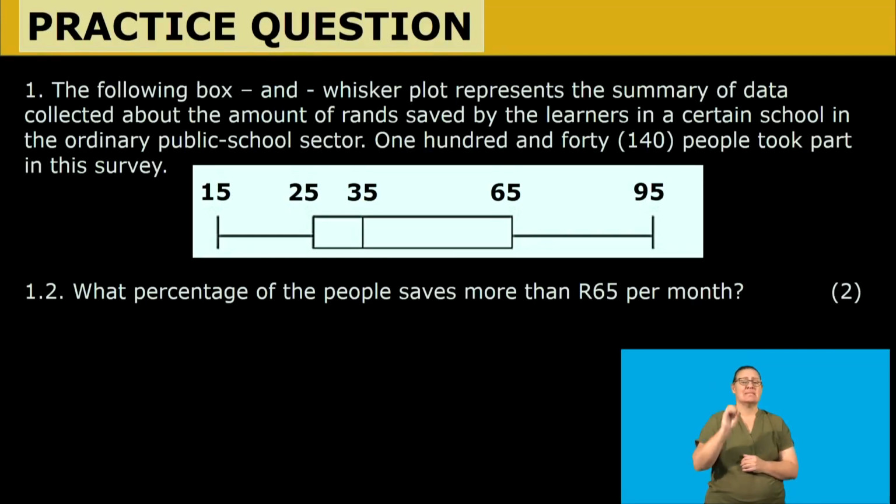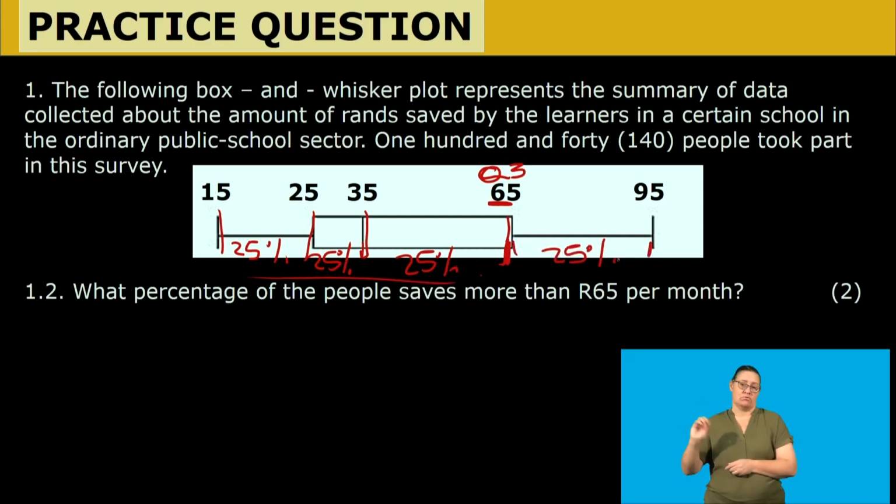1.2, what percentage of the people saves more than 65 rands? Where is 65 rands? This is 65 rands. And remember, this is your quartile 3. And the quartile are divided into this part. This first part, it is 25% from here to there. And in this other part, it's another 25%. That is why up to here is 50%. And then this part from here to there, it is 25%. That is why we are saying this is the lower 75%. And then from here up to here, it is another 25%.